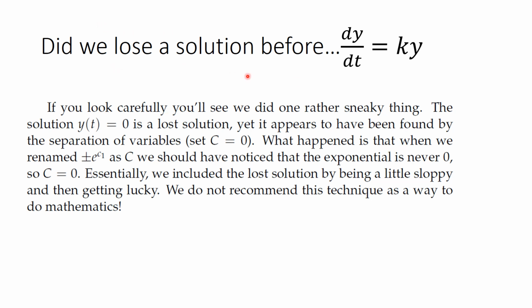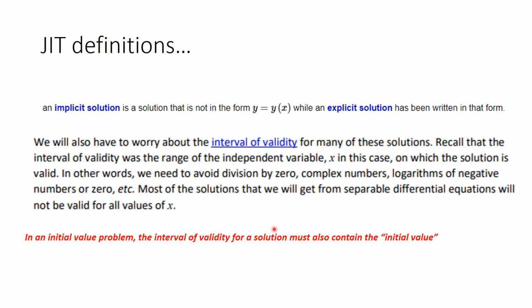Now, you might say, gee, didn't we lose a solution before when we were solving the very first differential equation in this course, when we had dy/dt equal to ky? Well, if you look carefully, we got a little bit lucky because I just ignored the fact that e to the c1 was a constant and never 0. I was just saying, oh yeah, we can pretend that c could be 0. So we were lucky, not good, and this is not the correct way to approach things. y equals 0 is a solution to this.